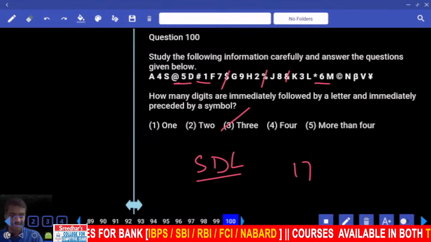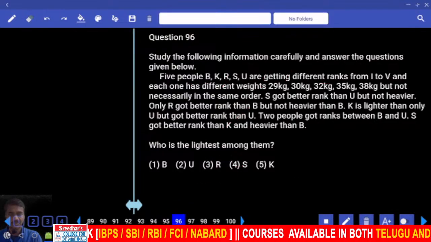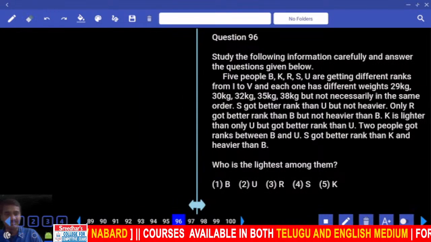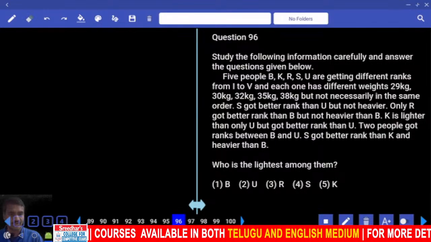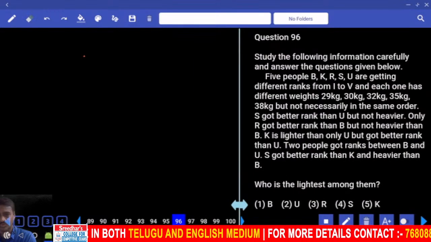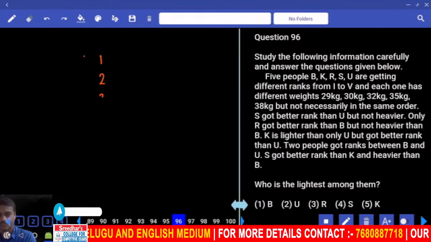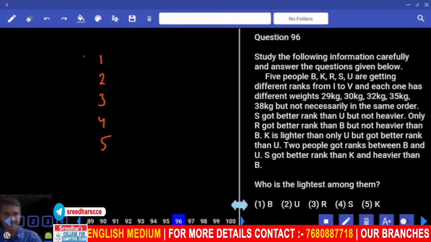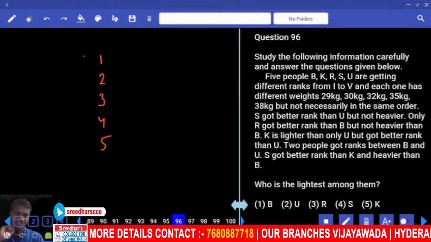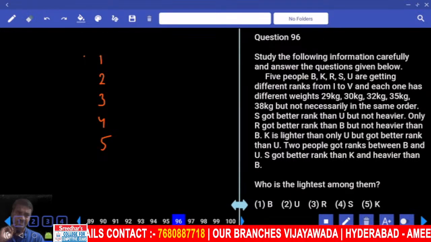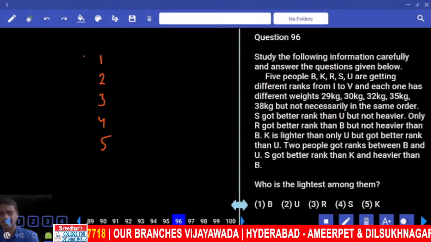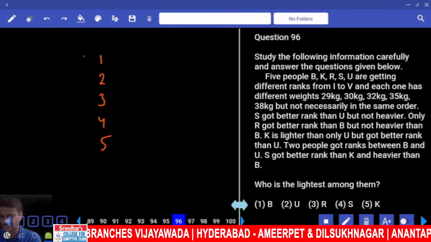96 to 98. Now here in this one, 3 more can be added. 5 people are getting different ranks from 1 to 5. Now 1 to 5, the ranks were given. And 5 people, each one has different weights, isn't it? Different weights, but not necessarily in the same order, 1 to 5, but not necessarily in the same order.